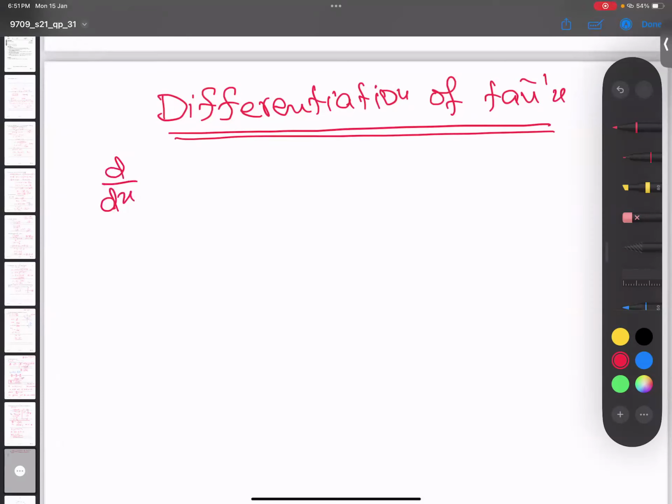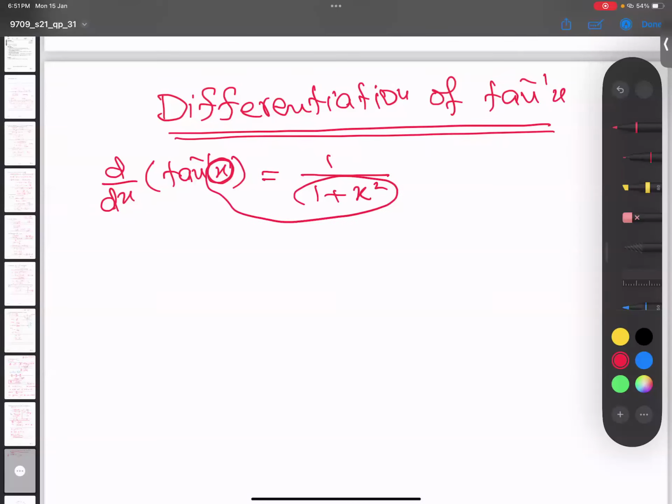d over dx of tan inverse of x. The basic formula we have is 1 over 1 plus x squared. This is a formula. Whatever the angle is, 1 plus x squared comes like this. And we have another formula which is a little different: tan inverse of x over a.